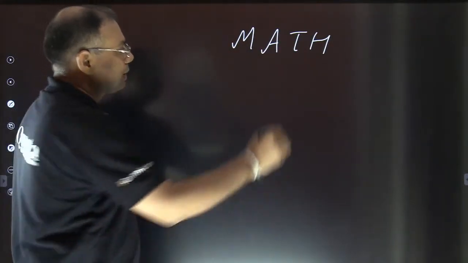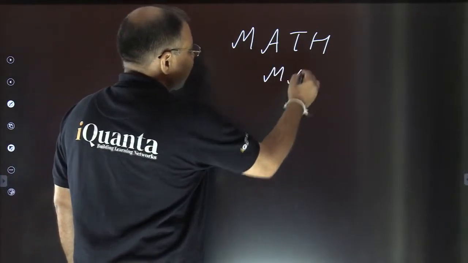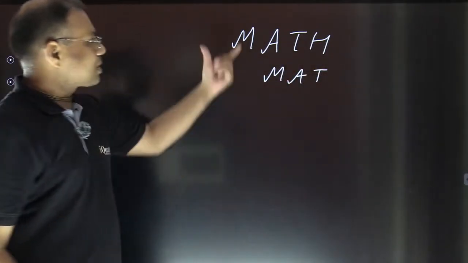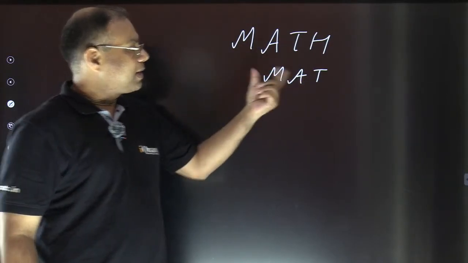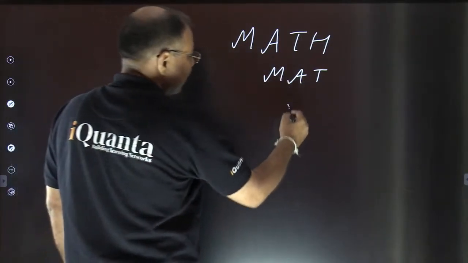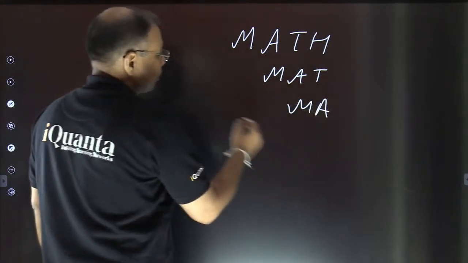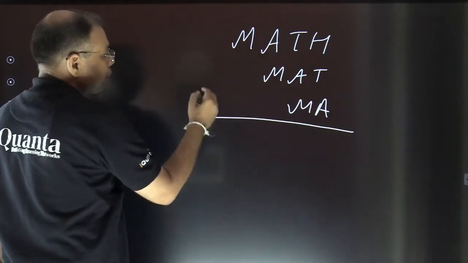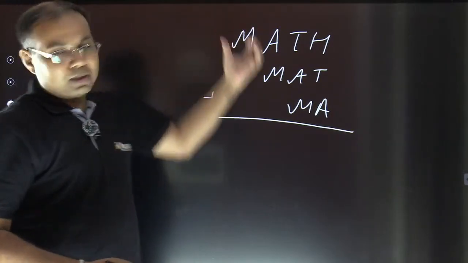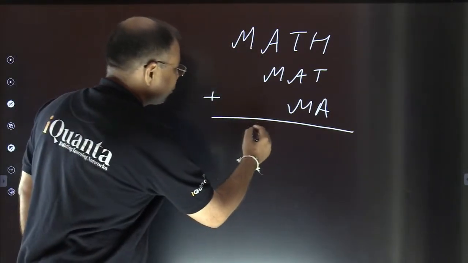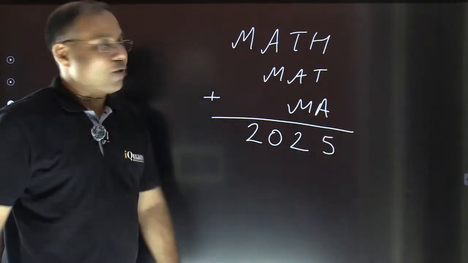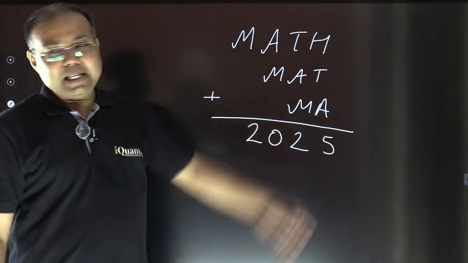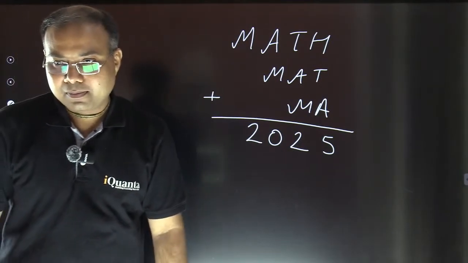So this is a 4-digit number, and then MAT. Using the same letters, same digits, so that's a 3-digit number now. And MA, so this is a 2-digit number now. The sum of these 3 numbers is equal to 2025. You have to figure out the values of each of the letters.